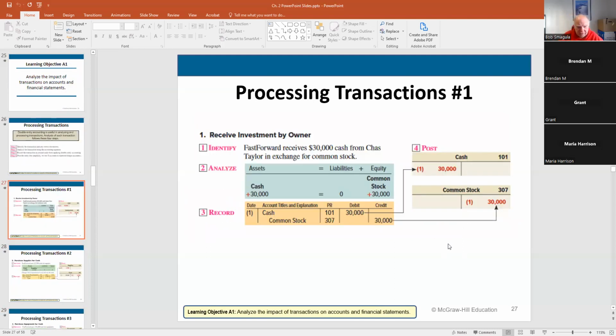Processing, we'll go through some transactions now, like we did in the first class, only the way you'll actually be doing them in the real world. Fast Forward Company receives 30,000 cash from Chaz Taylor in exchange for stock. So we write the journal entry. We debit cash because cash is going up. We credit common stock because common stock is going up. And then once we've done that, we hit post, and there is our general ledger, debiting cash, crediting common stock.